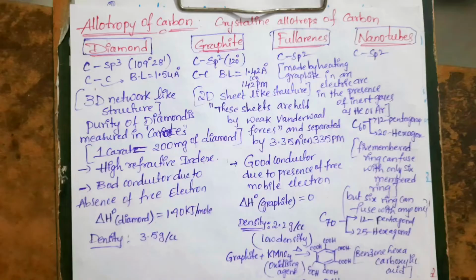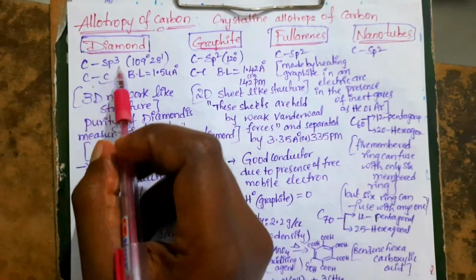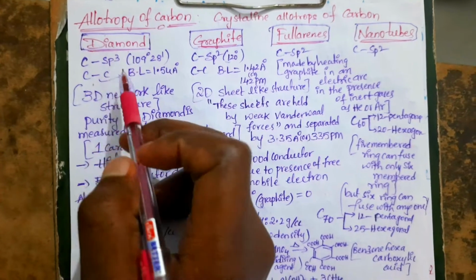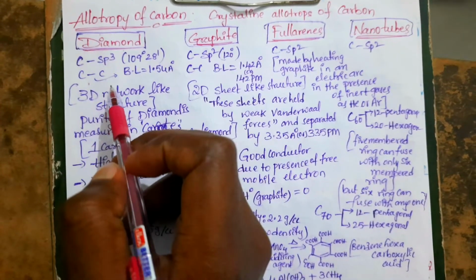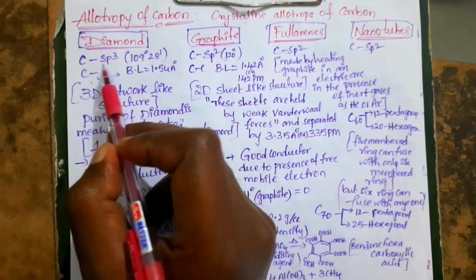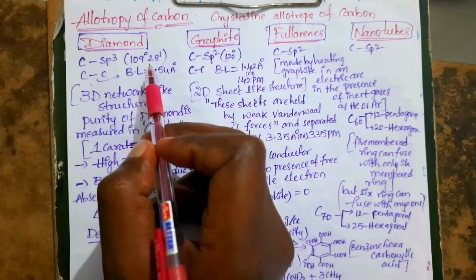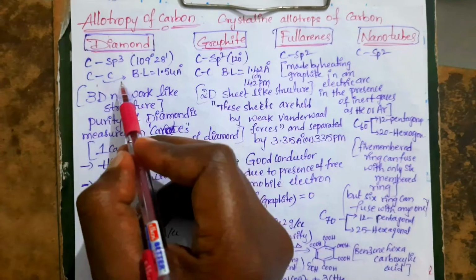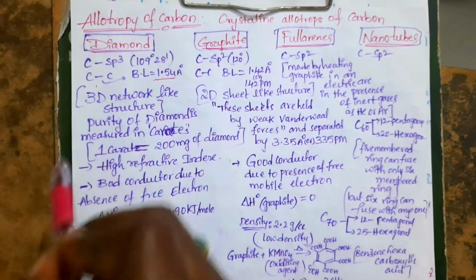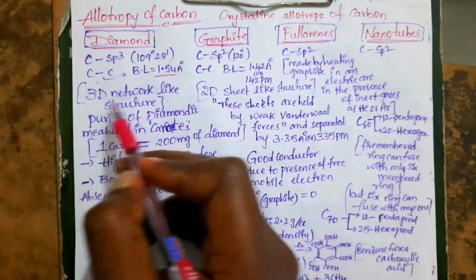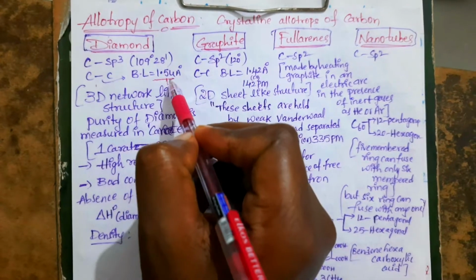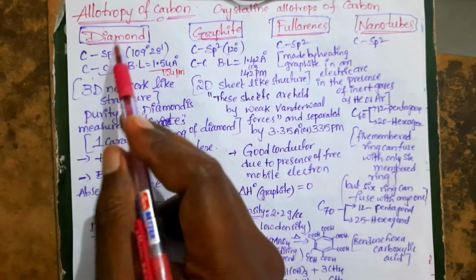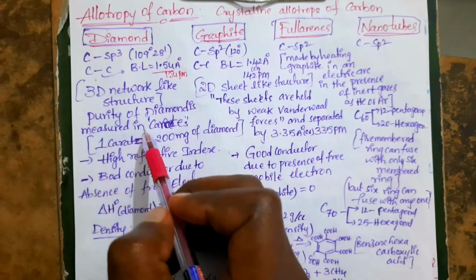You can take here, first, diamond. Here carbon participates in sp3 hybridization in diamond. Each carbon is bonded with 4 other carbon atoms in a tetrahedral manner, so sp3 and 109 degrees 28 minutes. The carbon to carbon bond length in diamond is 1.54 angstroms, or 154 picometers. It has a 3-dimensional network-like structure.